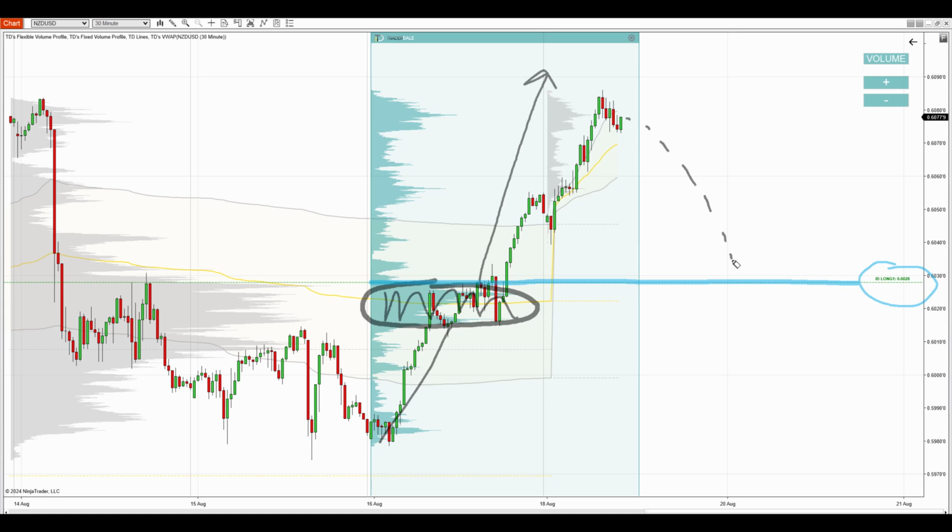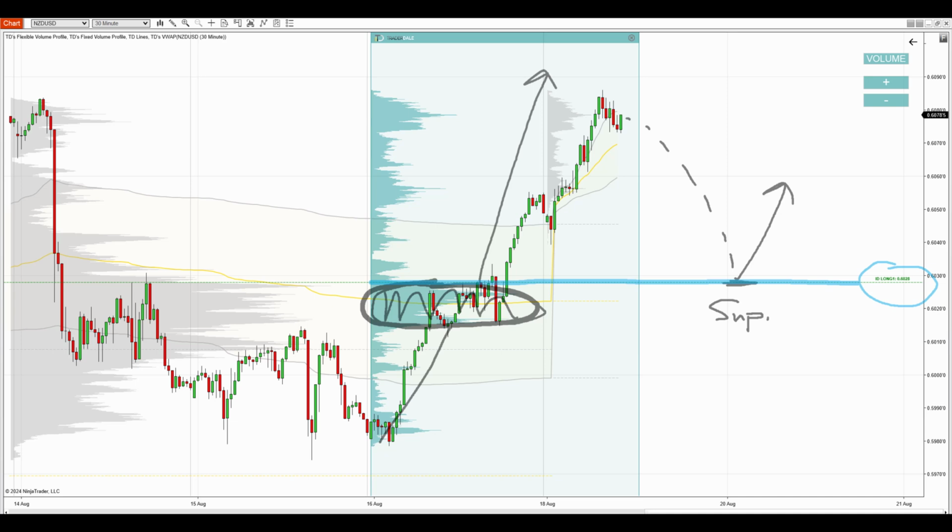So if there's a pullback, chances are that the buyers will become active again in here, defending this heavy volume zone, which is clearly a place which is important for them, and they're likely to push the price upwards from there again. So that's why this is a support.